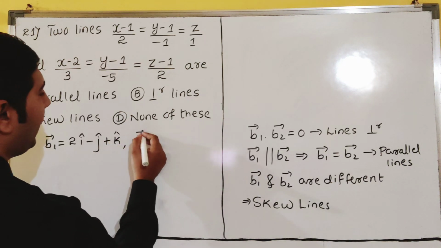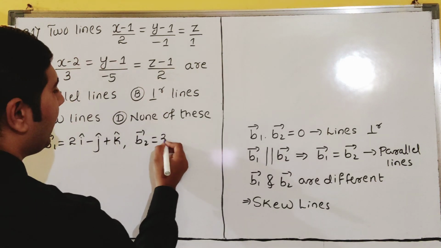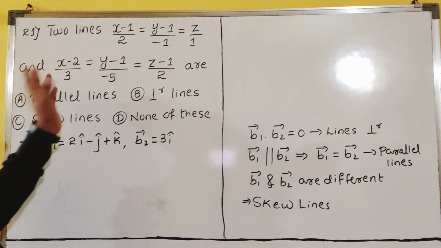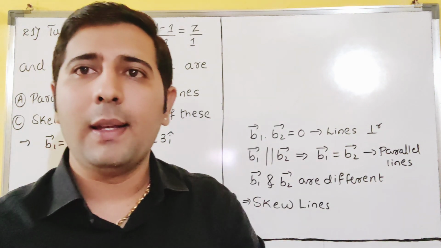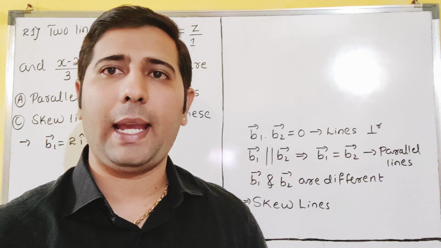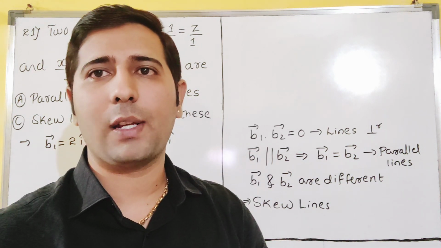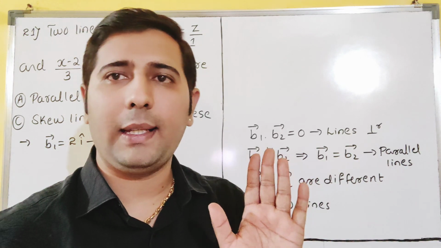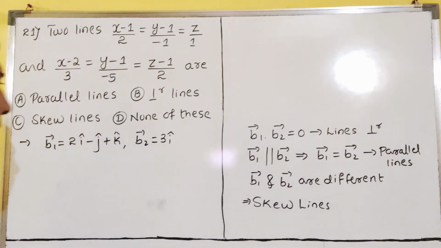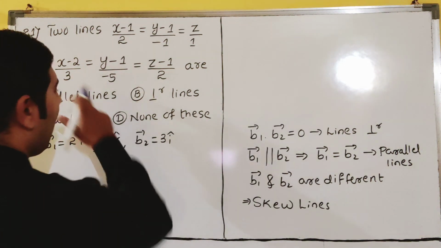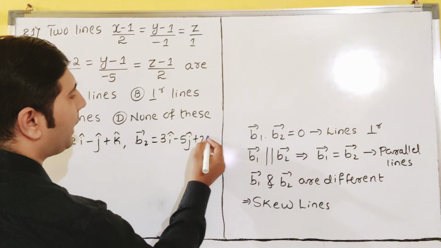So what is vector B2, dear students? B2 line is what? 3 i cap. You have to check whether it is in standard form. They are given in standard form only, dear students. Standard form means what? (x minus x1)/a, (y minus y1)/b, (z minus z1)/c, dear students. You have to check whether the line is in that standard form. So already this is in standard form, no need of checking. So we get 3 i cap minus 5 j cap plus 2 k cap.